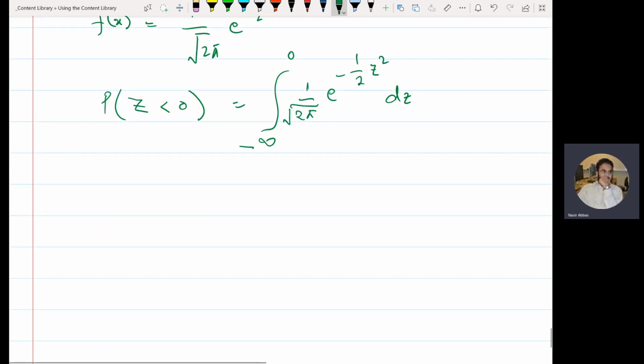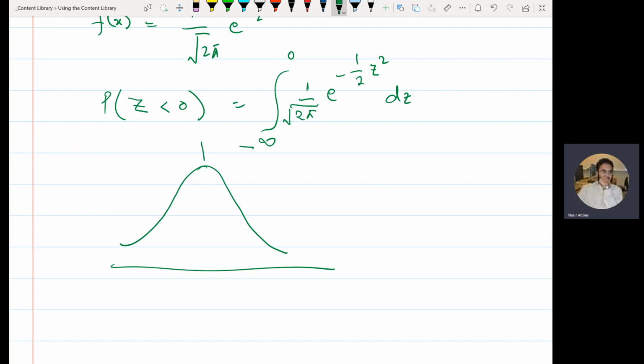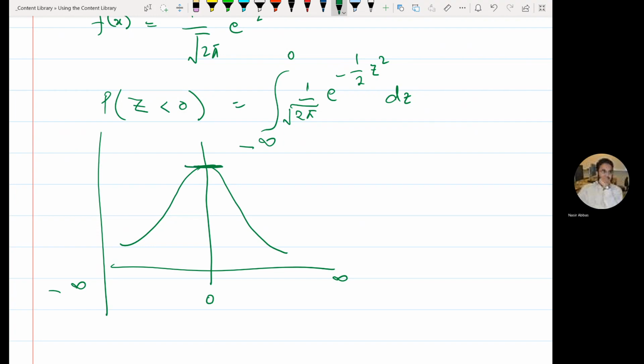Now, what is the meaning of this integration? Let's say this is the curve. And for the standard normal distribution, this is the center. The lower limit is minus infinity, the upper limit is plus infinity. Now, what is the height of the curve here? 1 over square root of 2 pi e to the power minus 1 by 2 times 0, right? 1 over square root of 2 pi. And the curve is highest here.